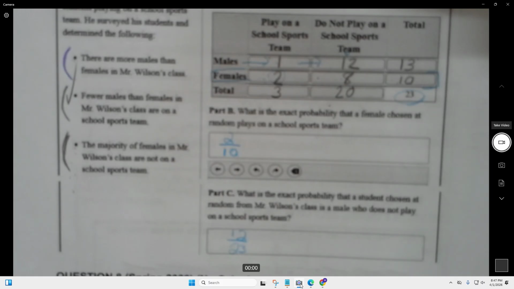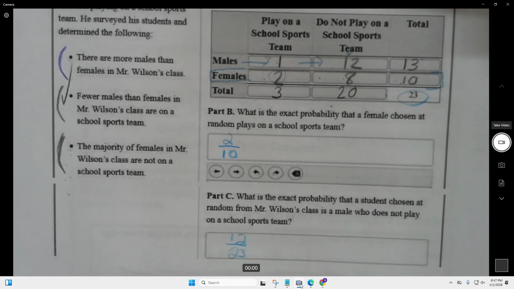And that's a two-way table. Two-way tables will show up in 7th grade, 8th grade, even Algebra 1. So it's a good thing to learn how to work a two-way table now.